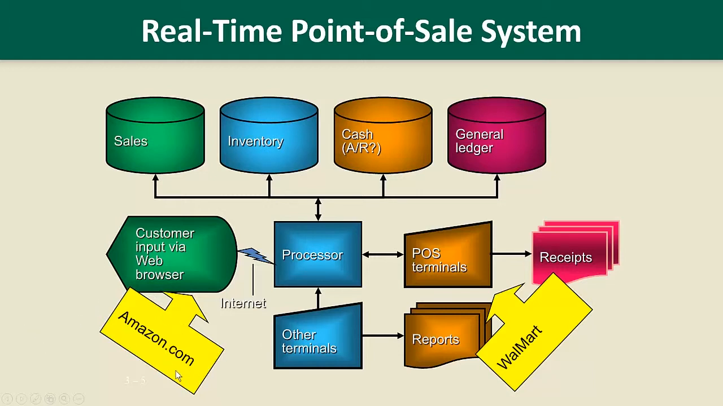Amazon, kind of the same setup, but there's no actual location of the store. Right, you're sitting here at your computer, on the web, internet. You want to buy a book, it goes through the internet into the Amazon server and processors, and then the same thing happens again. Everything here is kept real time. Credit checks done immediately, just like at Walmart.